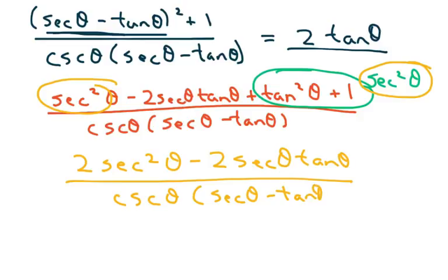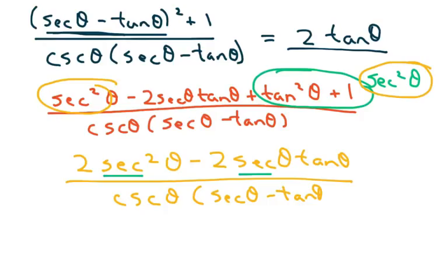Now, as you can guess, I'm going to factor out my secants here. I'm going to do it on the next page. I can also factor out the 2. So I'm going to factor out the 2 secant here, because it's common to both parts. So I have 2 secant theta times secant theta minus tan theta.